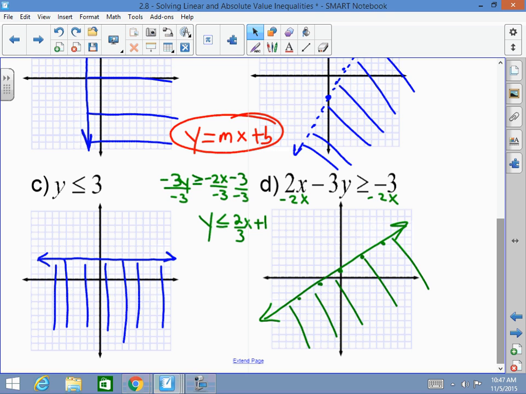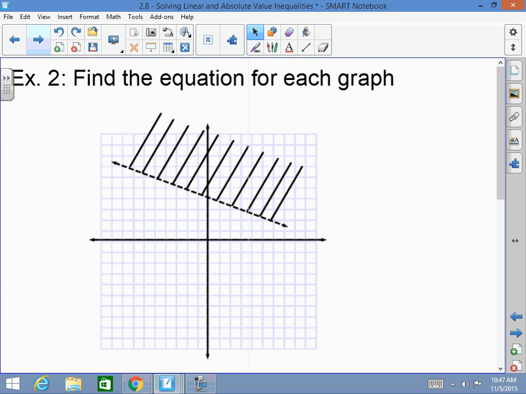Okay. Now, how would I find the equation for this graph? Work backwards. So I've got to find a y-intercept, and I've got to find a slope, and we also got to determine if it's a greater than or equal to, a less than or equal to, a greater than, or a less than. It's going to be a greater than, because it's dashed and it's shaded above.